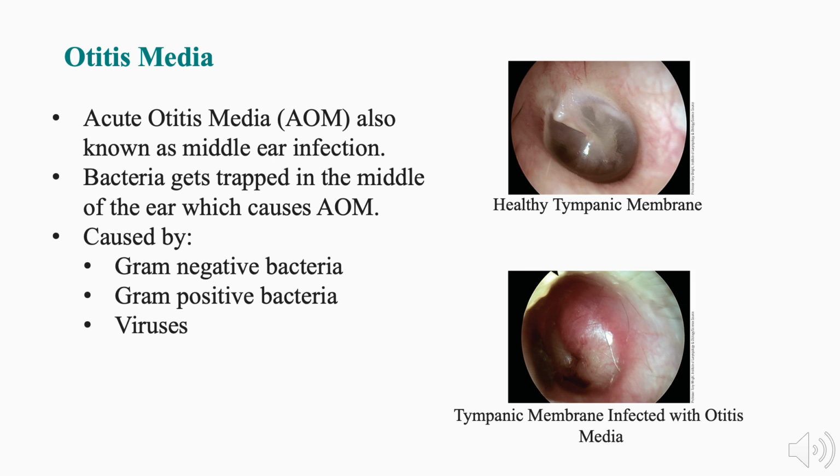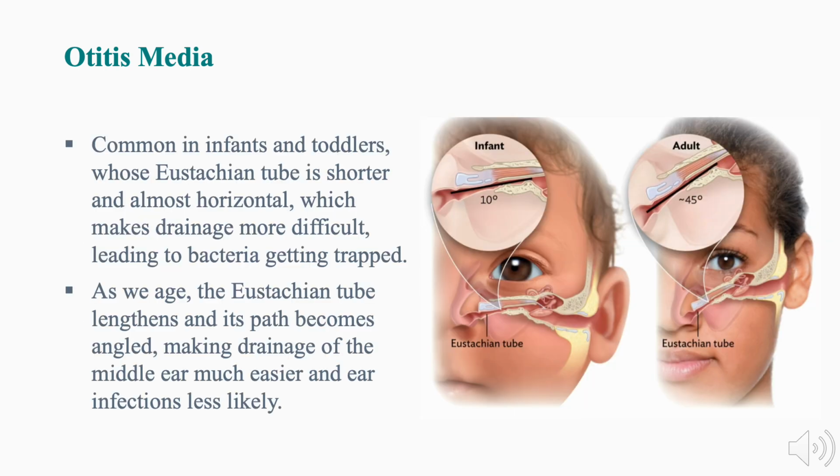Acute otitis media, also known as middle ear infection, occurs when bacteria get trapped in the middle of the ear. Otitis media can be caused by gram-negative bacteria, gram-positive bacteria, and viruses. As we see in the picture showing a healthy tympanic membrane, which is the eardrum, it is not red and almost transparent. Below that is a picture of a tympanic membrane infected with otitis media, which causes redness and inflammation to the eardrum.